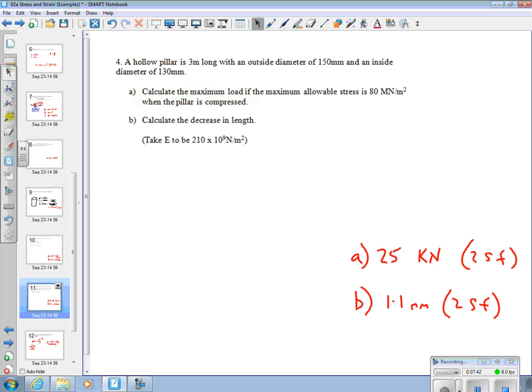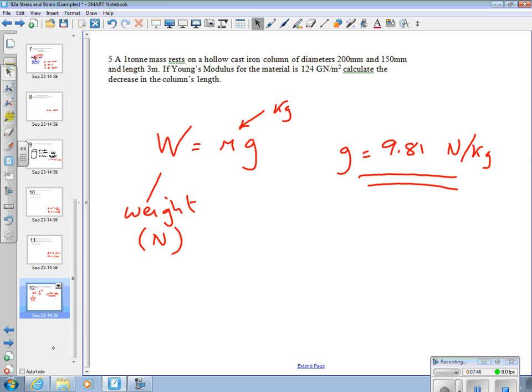Okay, I'll allow you to, oh, there's one more, I think, isn't there? Yeah, number 5. Calculate the decrease in the column's length. I haven't written that down. Or is that one we've already done? Nope, haven't got that one. What is it, Kieran? According to Kieran.